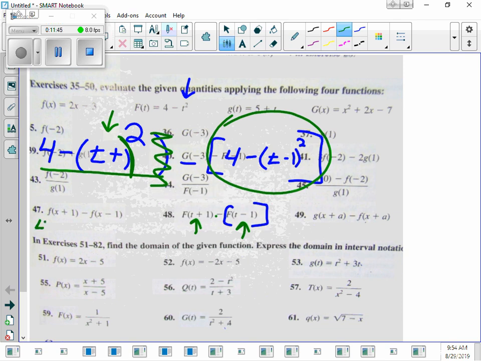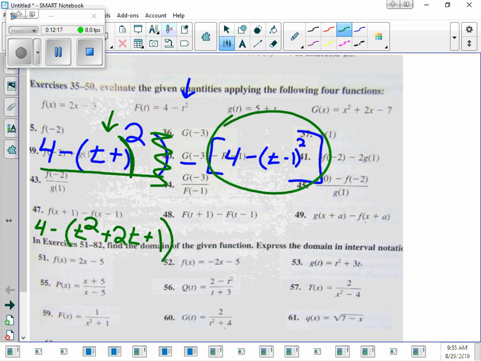So I'm going to get 4 minus t squared. Then what? What are you going to get? What's that? 2t. I'm going to get 2 copies of t times 1. So t times 1 plus t times 1 is 2t. Plus 1.